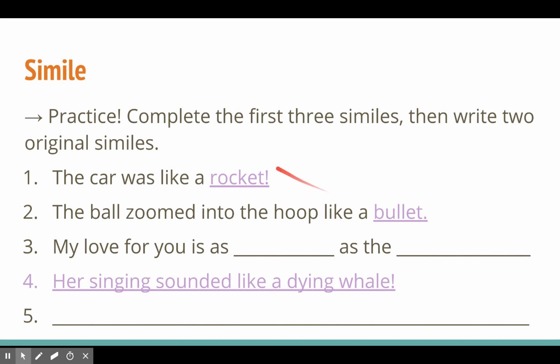Again, note that there is a comparison taking place in addition to like or as, and those 2 things together make the sentence a simile. If I don't have the word like or as, and I don't have a comparison, it cannot be a simile.